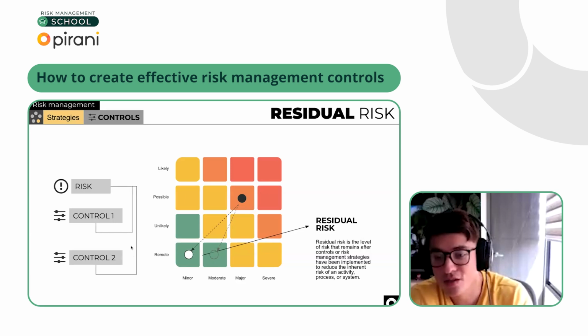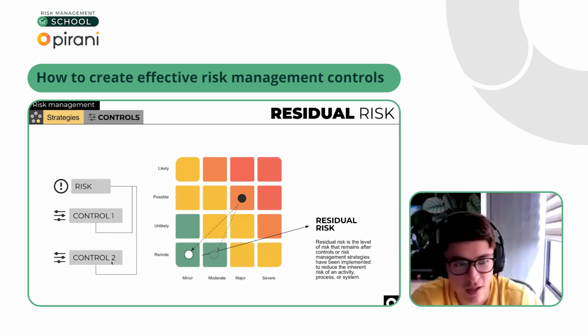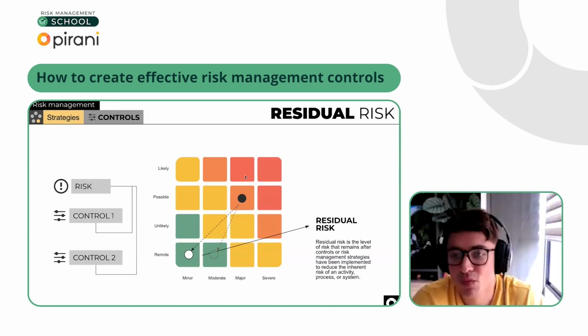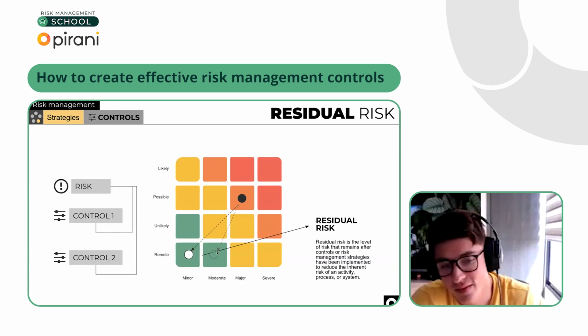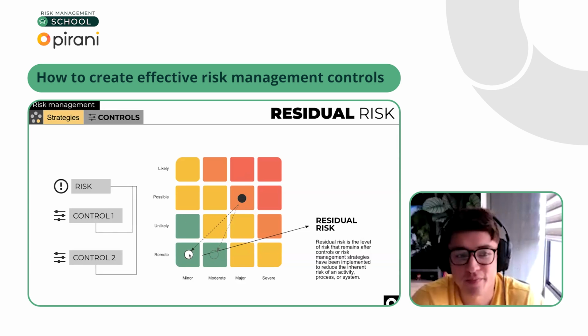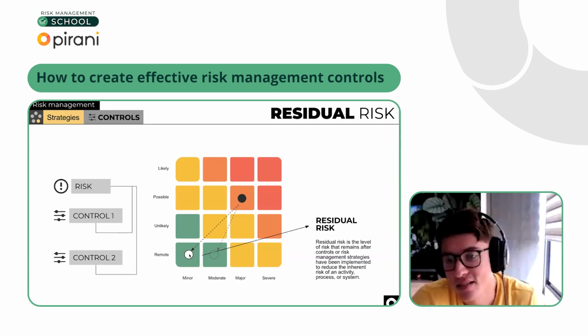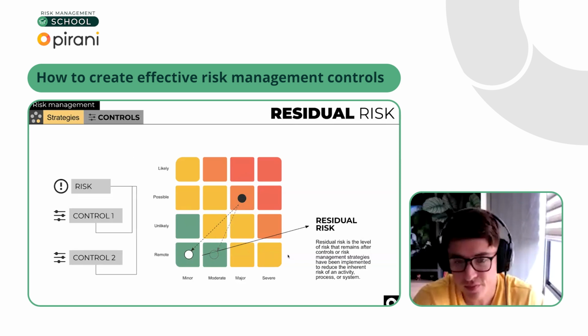And you can also associate another control, a second control, that moves it a little bit further. And maybe with the second control, you move the risk from moderate to minor impact. This is what the strategies of risk management are about. And this is risk management in these first 3 stages.